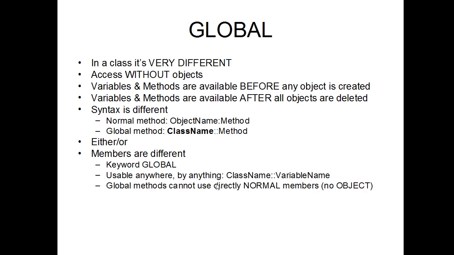Now, global methods cannot use directly normal members. There is no object. In a global method, you are not in any specific object. So you don't have this notion of I'm inside my own object, so I have my own variable. Not at all. When you're in a global method, you can of course create an object of a different class or the same class and work on it, but you cannot access your own members because you don't have an own. You just work on global members, and that's all you can do.